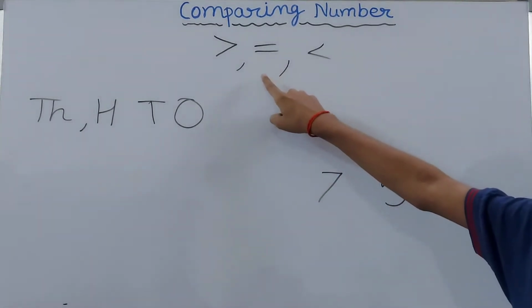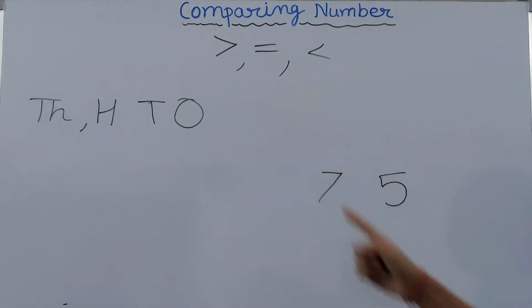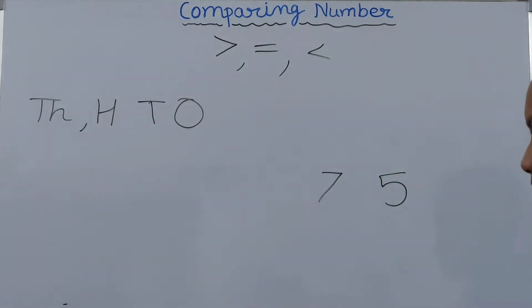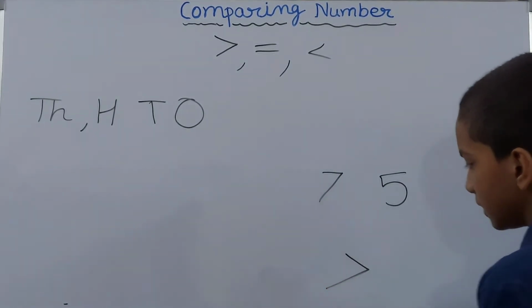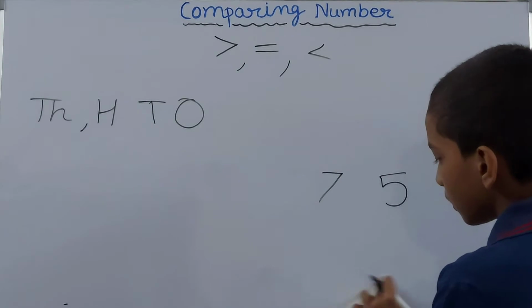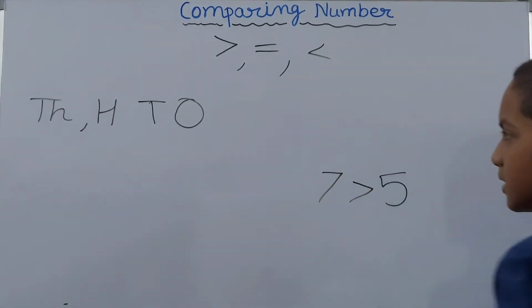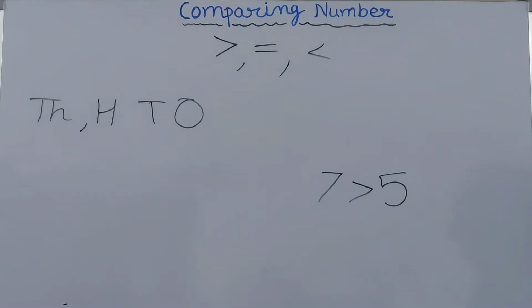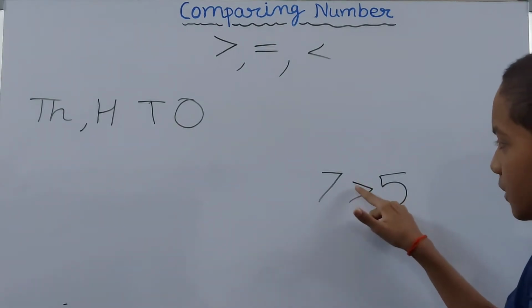It is definitely not this equal to symbol. Out of these two symbols, we are going to use this symbol. First, let me tell you how we use this symbol. This is the greater than and less than symbol. We'll put it over here as it is. Friends, you can see this is the open side of your symbol.